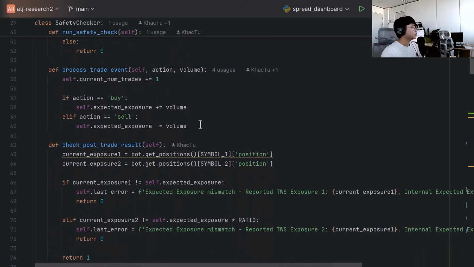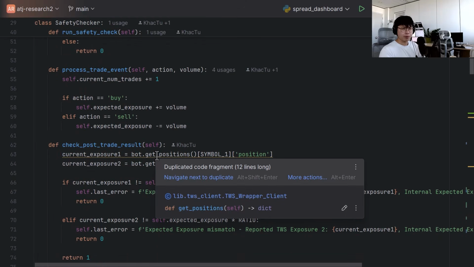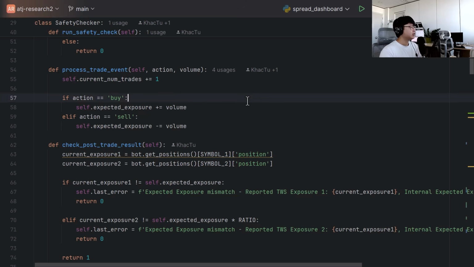For example, one safety check is to check the post-trade exposure after we open a trade. So let's say we open a buy position on one symbol, but Interactive Brokers does not update that exposure on their back end. Maybe there's some connection issue or some delay. So for that reason, we are also checking that exposure internally in our Python script, such that whenever Python thinks our exposure should be this value, Interactive Brokers should confirm that the value is the same.